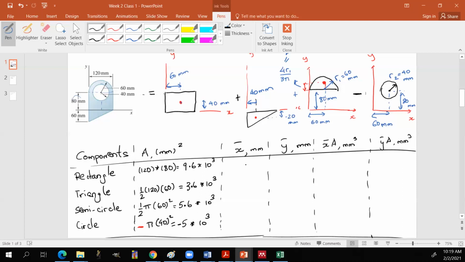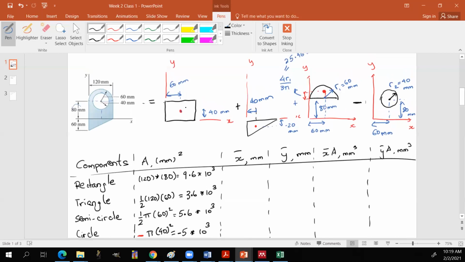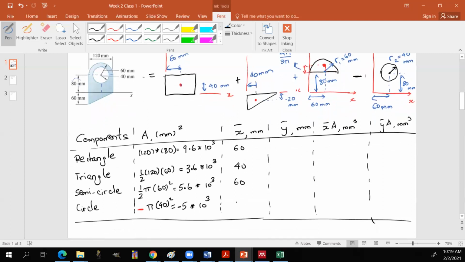All right. X bar we found for all of them, right? So for your rectangle, it's equal to 60. For your triangle, it's equal to 40. For the semicircle, it's equal to 60. Then for the circle, it's equal to 60. You've already taken the minus sign, you don't need to do it again. Otherwise, you'll mess things up, right?